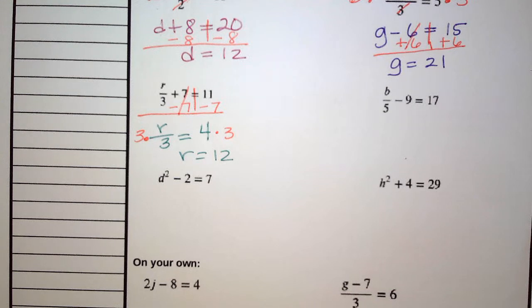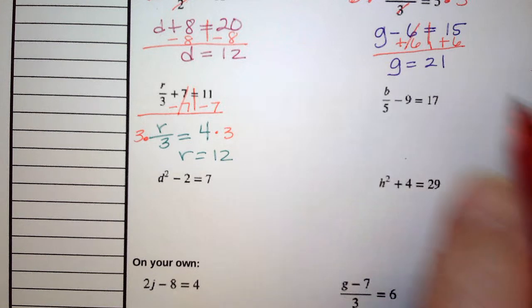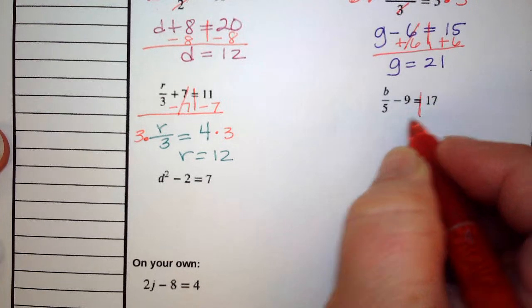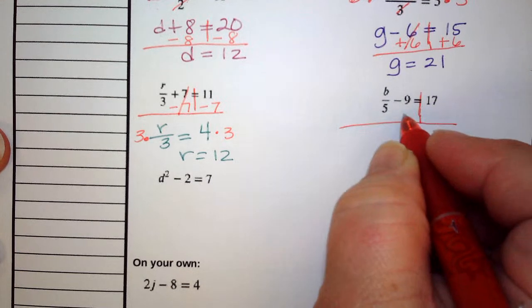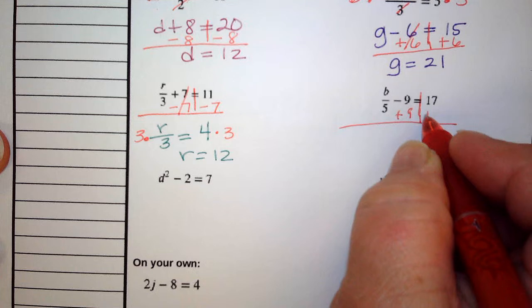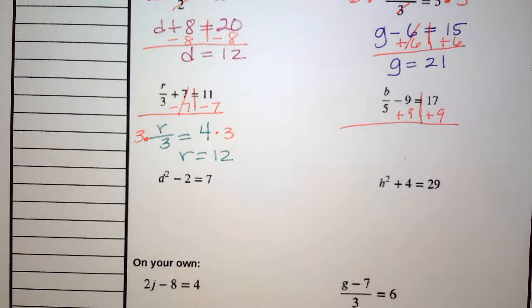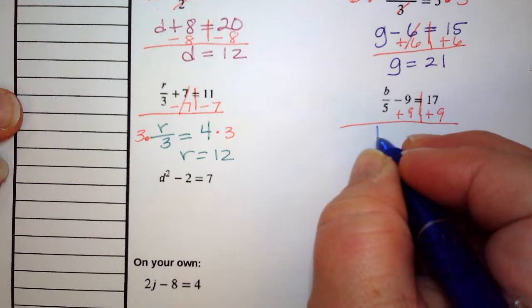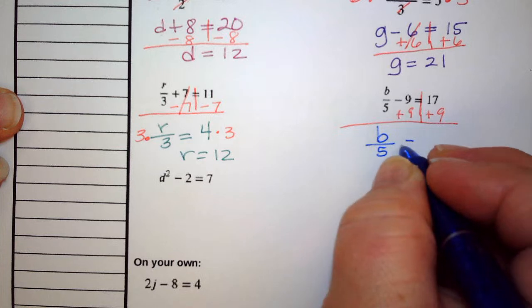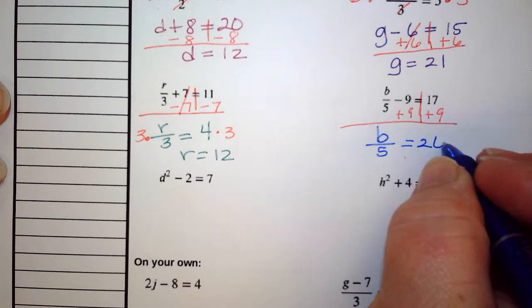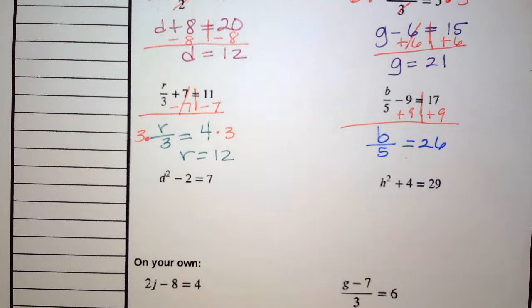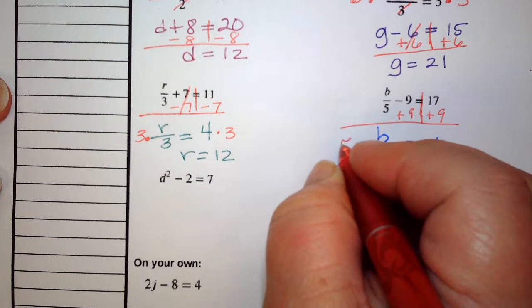Okay, read it out loud. b divided by 5 minus 9 equals 17. Last thing I did was to subtract 9. I need to undo that. So I'll add 9 to both sides. b divided by 5 is equal to 26. Now what do I do? Multiply by 5 is correct.